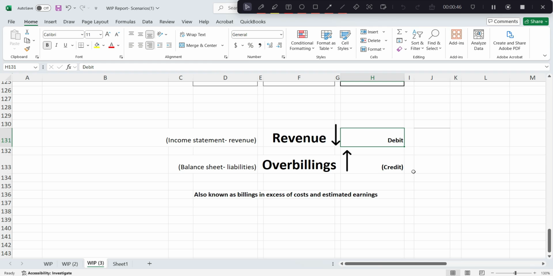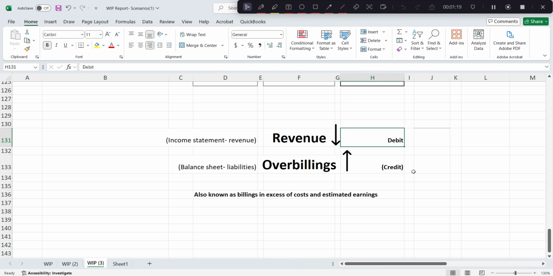We're not permitted to recognize that revenue yet. It's almost like unearned revenue. We haven't incurred the costs. We haven't completed enough on the project to recognize the amount we invoiced, that $45,000. So you debit revenue and you credit overbillings for the difference between the billed amount, the $45,000, and the amount of revenue that we should have recognized.